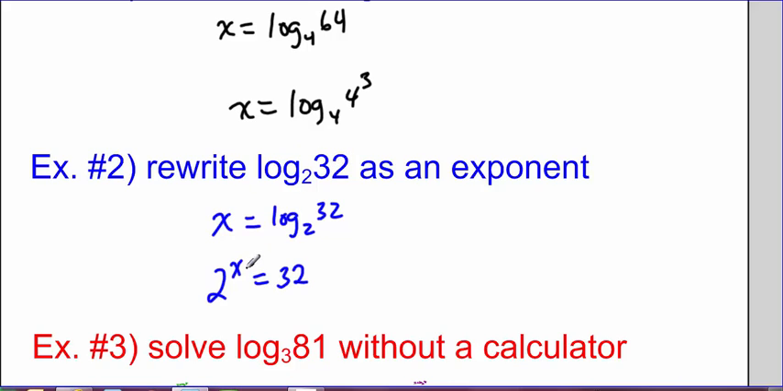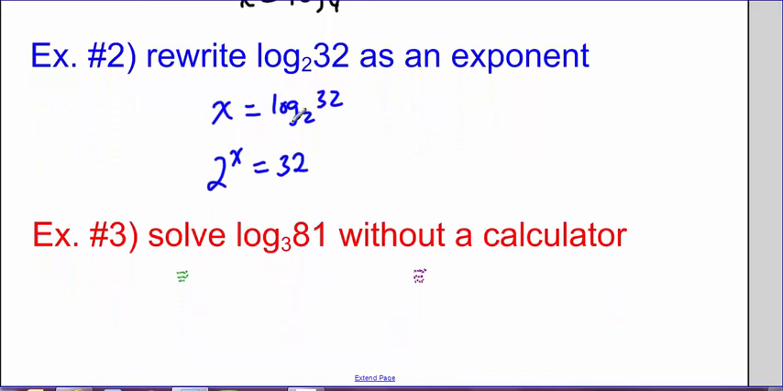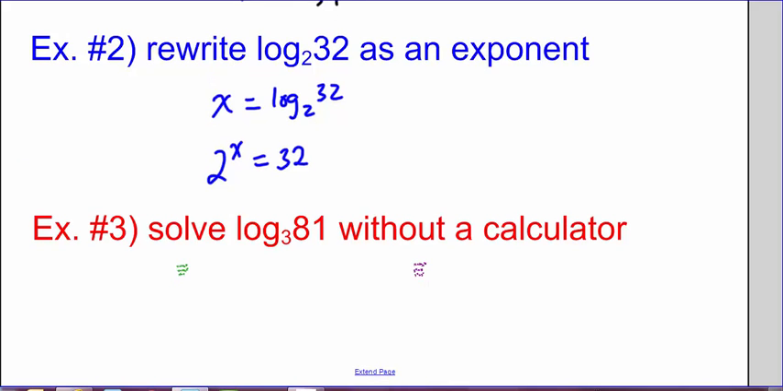So this question is asking me to solve for that. What is the exponent on 2 that gives me 32? So these first few questions are really just understanding how to interpret them, and go back and forth from one to the other.